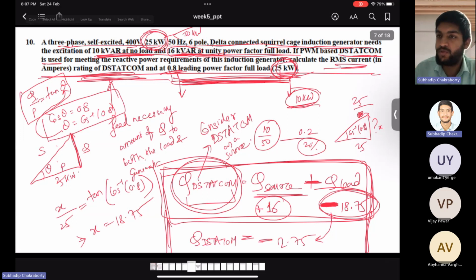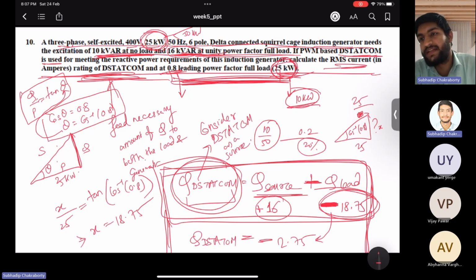We consider the DSTATCOM as a source. So it depends upon you what you will consider. You want to consider the DSTATCOM as a source of reactive power, or you want to consider the DSTATCOM as a load or a sink of reactive power. Since in the starting of the problem we considered the DSTATCOM to be a source of reactive power, when the load was dumping some reactive power, we considered that to be negative, since the source cannot absorb anything. And the DSTATCOM has to feed, so it should be positive because the DSTATCOM has to supply.